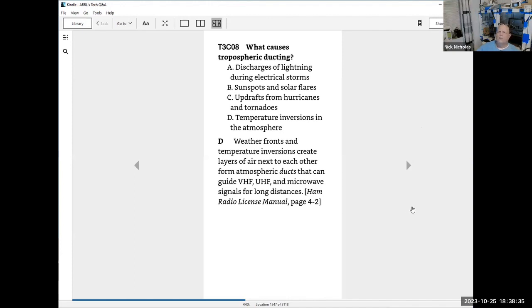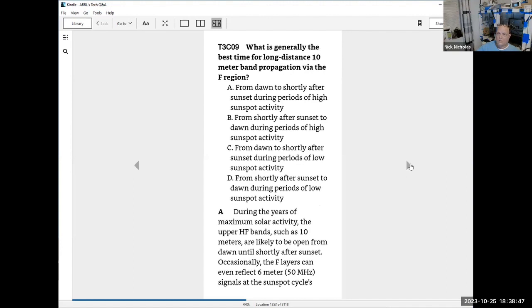So the answer is D. Temperature inversions in the atmosphere create the conditions for ducting. That is really cool because ducting does a really nice job. There's no distortion in ducting. It skips in the duct. It can be a long, long ways.